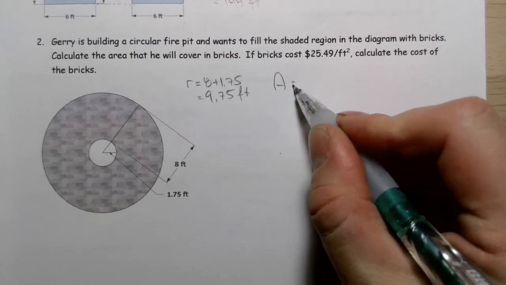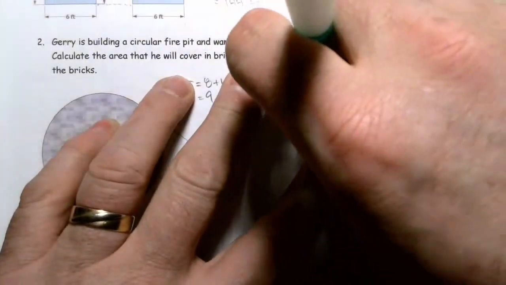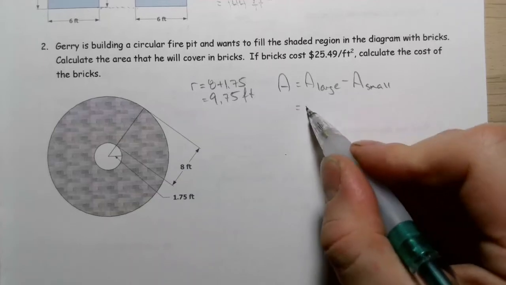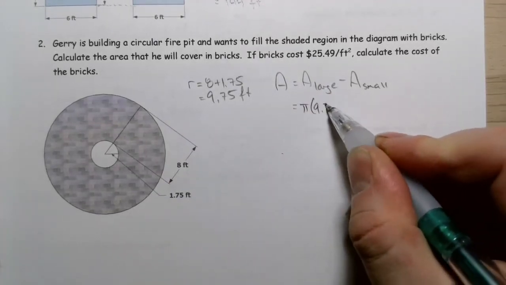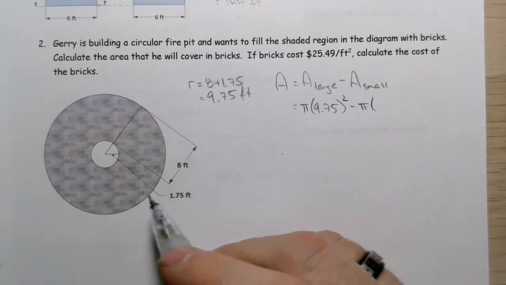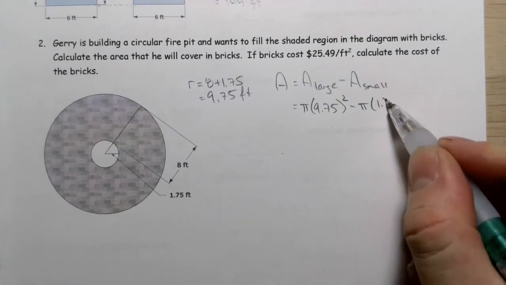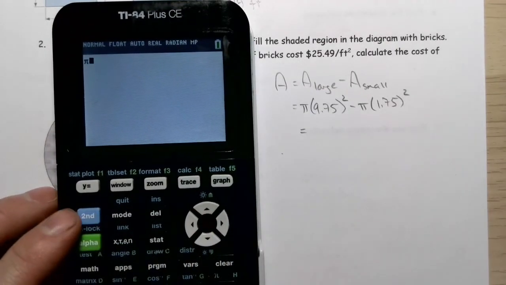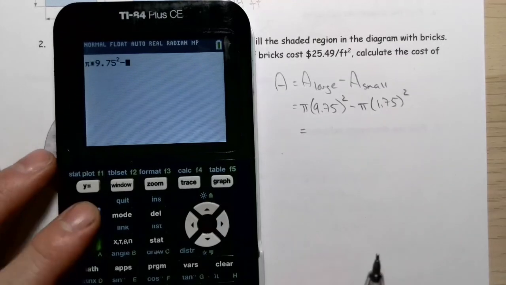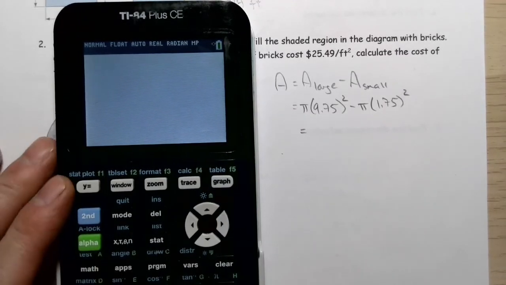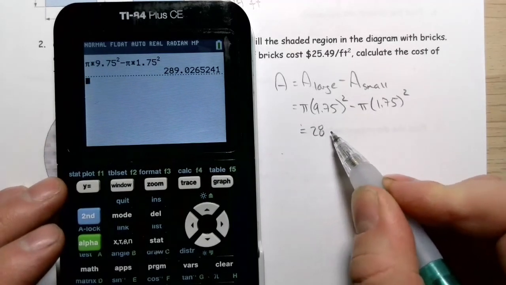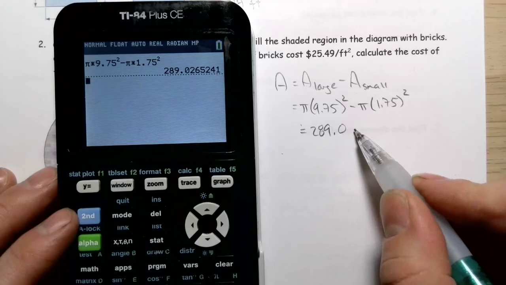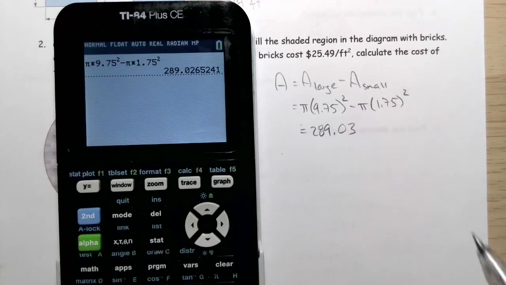Okay, well, the area is going to be the area of the large. I did it again. I keep wanting to put a T there. I have no idea why. Large minus the area of the small here, or the area of the hole. So that's going to be pi multiplied by the large radius here, so 9.75 squared, minus pi times the radius of the small circle, and they give that to you, 1.75 squared. Okay, so now we can enter that in. So pi times 9.75 squared minus pi times 1.75 squared. And we're getting approximately 289.026. I'm going to write down 289.03 feet squared.